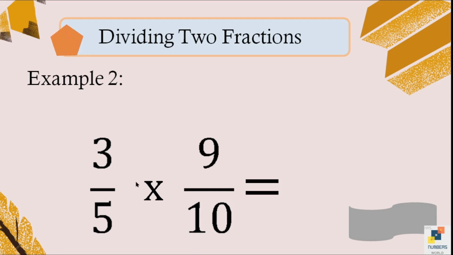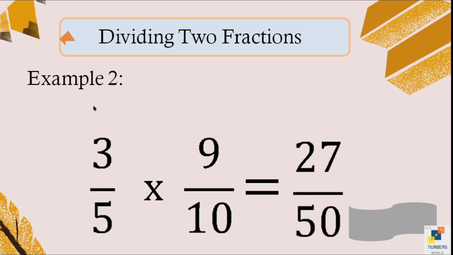But here we do not do straight cutting, we do cross cutting. We will see 3 and 10. They cannot be simplified. They do not come in the same table. And similarly, 5 and 9 cannot be simplified. So in that case, we are not going to cut them. We will directly multiply our numerators and denominators. So 3 9s are 27 and 5 10s are 50. The answer is also not further divisible, so we will leave it as it is. So 27 by 50 will be our answer.